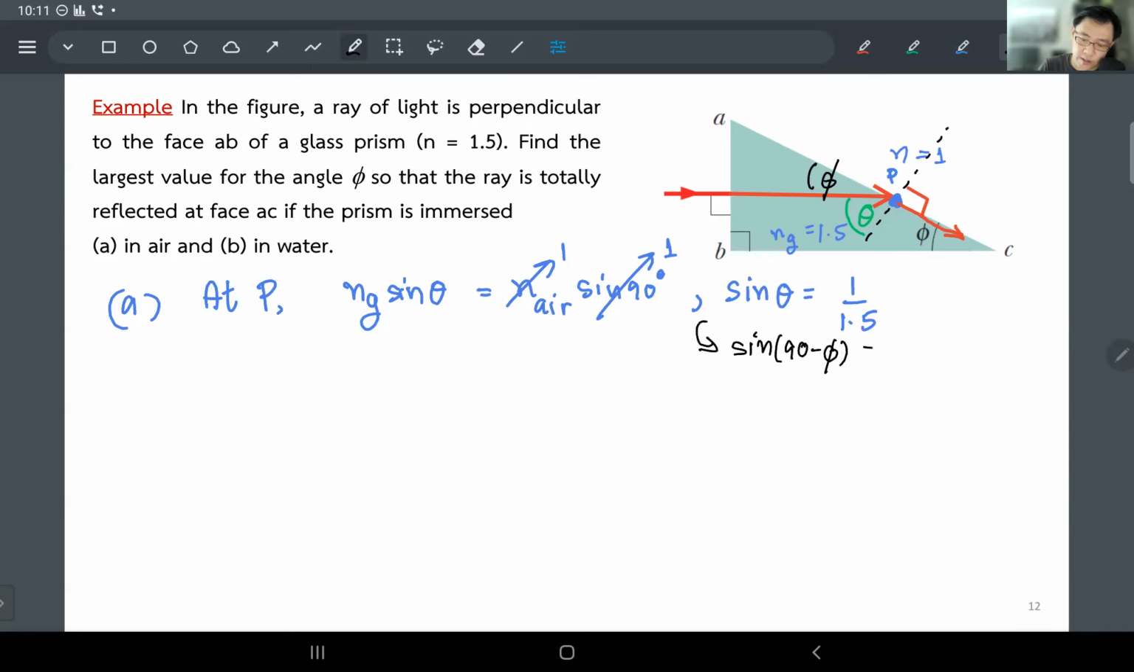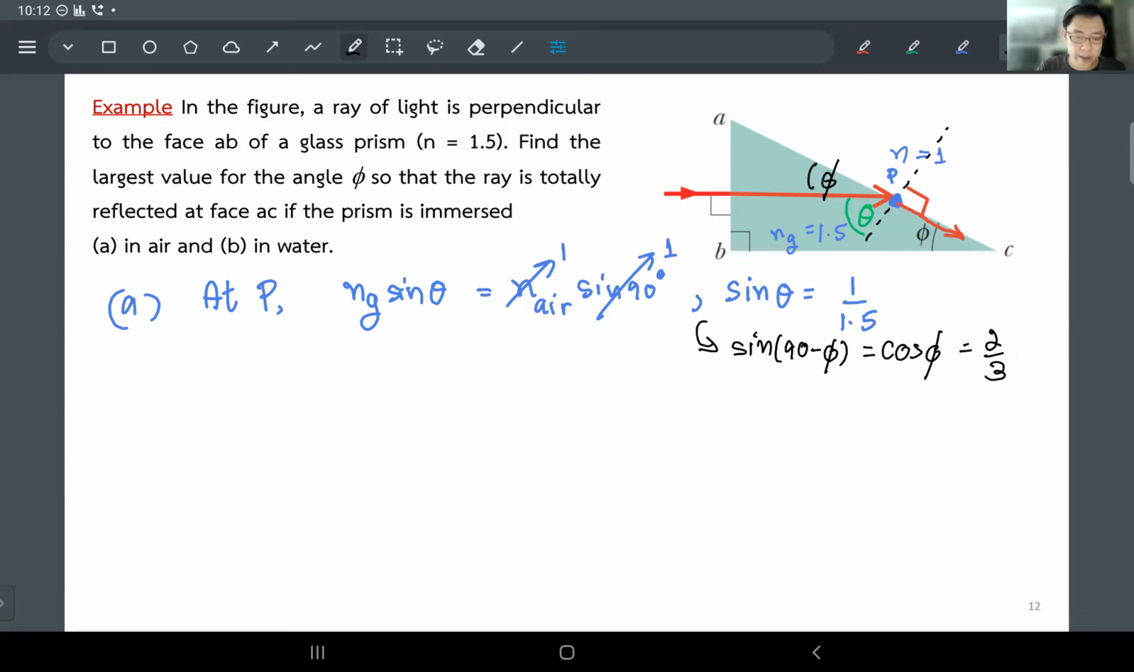Which is just cosine of phi. And that's it, guys. Taking this, you can write this one as 2/3 and so on, and then you should be able to figure out the phi using a calculator. Okay, guys? Not bad. This is all right.